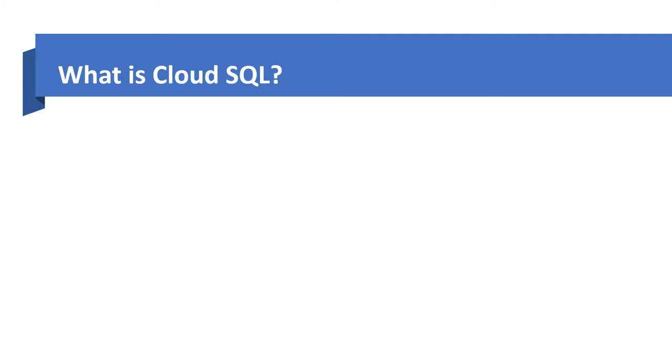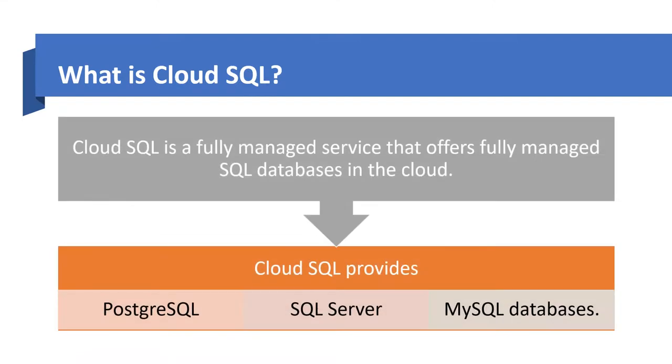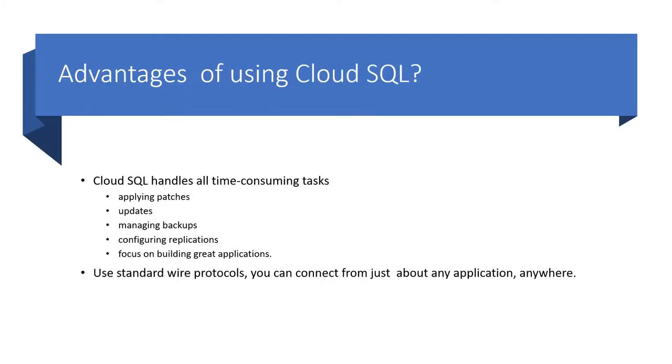So this is the general definition of Cloud SQL. When we say what is Cloud SQL, this is a fully managed service that offers you three databases. Two are open source databases: one is PostgreSQL, and MySQL is also open source. The third is an enterprise database, SQL Server, which is offered by Microsoft. So these are the three databases which are available under the umbrella of Cloud SQL.